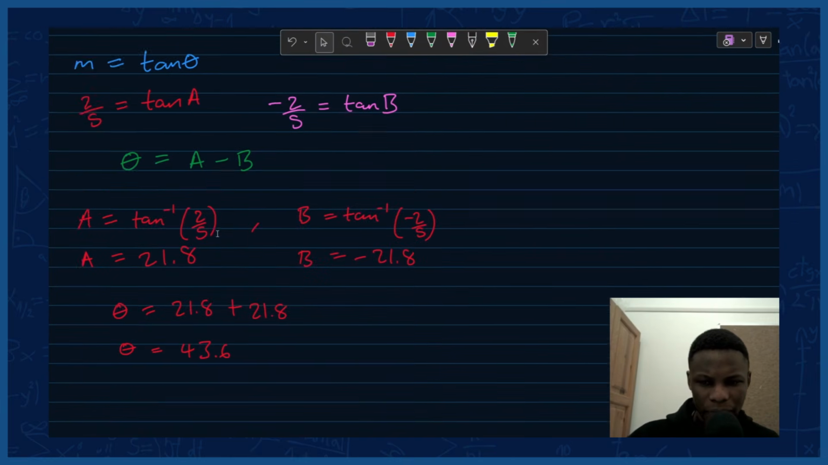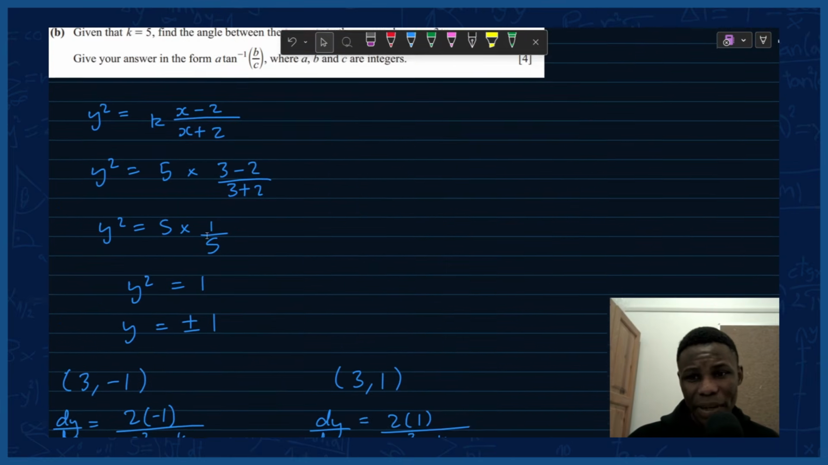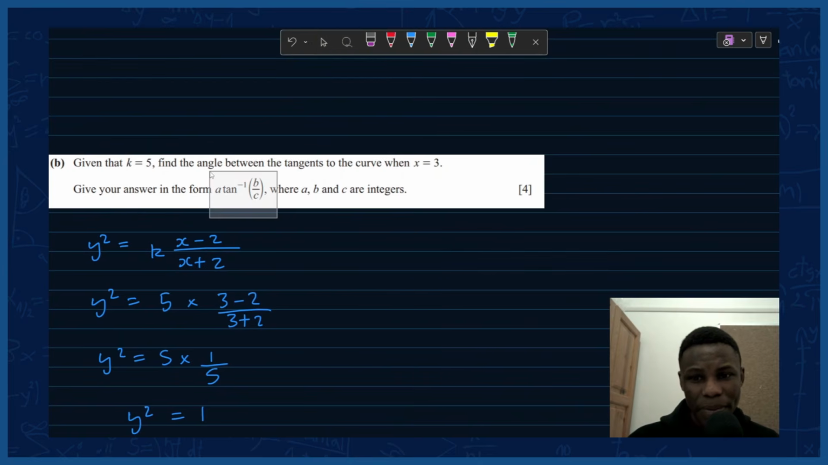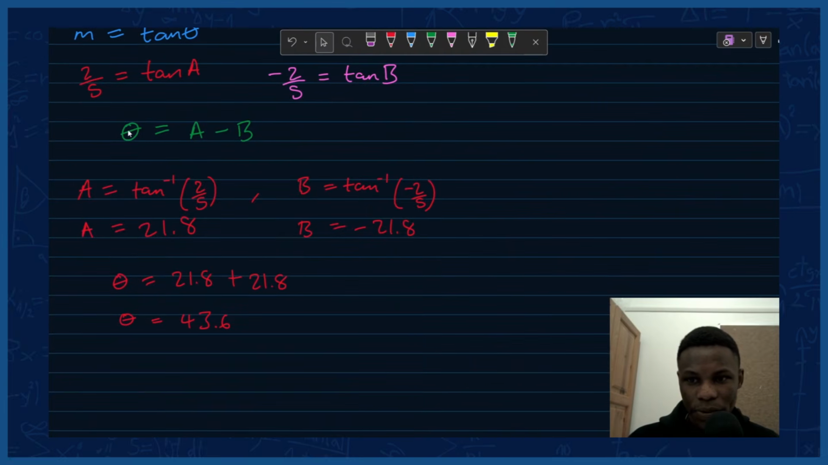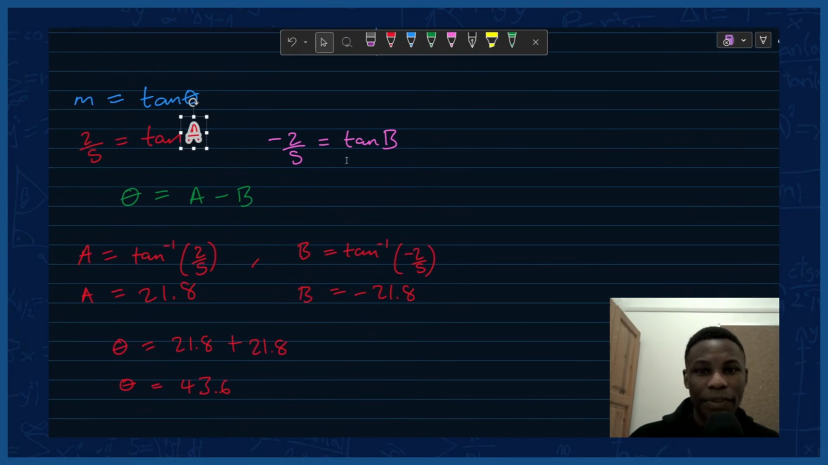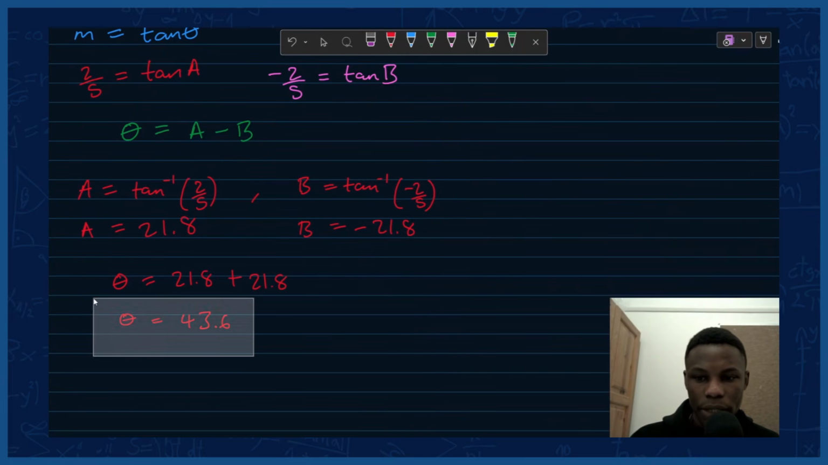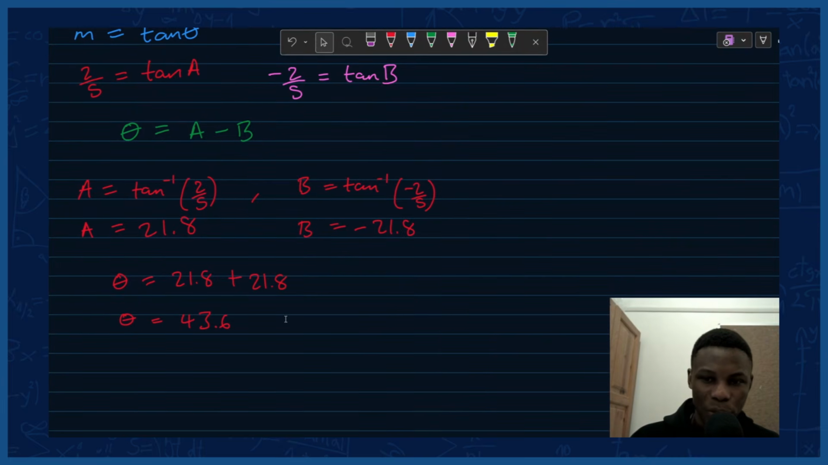Okay. However, notice that they say they want their theta in the form a arctan of b over c, which makes things a bit more complicated. So for us to do that, instead of going this way where we directly find A and then directly find B and get to theta that way, we can't do that. It's going to give us a decimal value, not an exact value. So what we can do instead is to look at this rule. We're saying theta is A minus B.